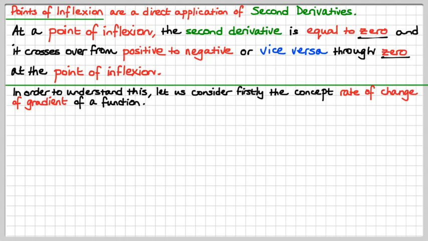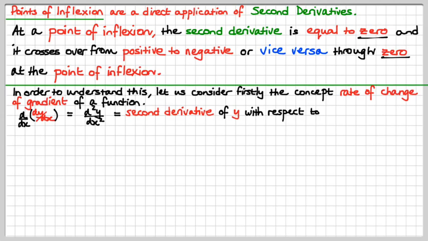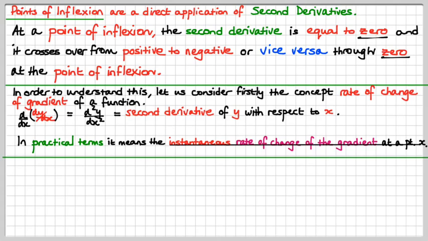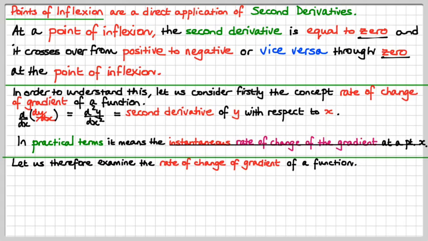Now, in order to understand this, I think we probably need to firstly look at the concept of the rate of change of the gradient, which is what you mean by the second derivative. That is the rate of change of the gradient of a function. Okay, so we've got d by dx of dy dx, which is d2y dx squared, the second derivative of y with respect to x, yes? In practical terms, it means the instantaneous rate of change of the gradient at a point x, okay? You get that? Let us therefore examine the rate of change of the gradient of a function.